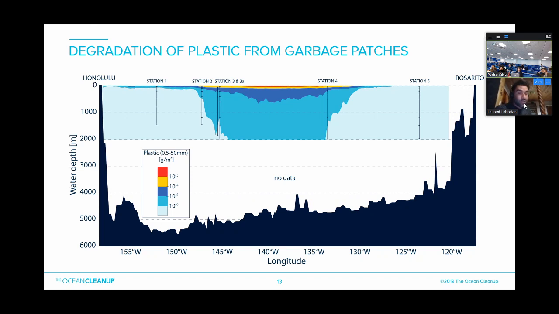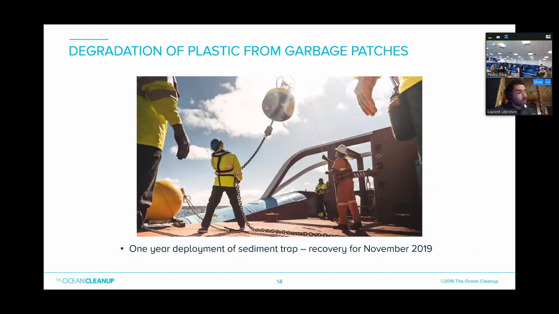We wanted to measure this flux, and we actually deployed a sediment trap last year, right under the garbage patch. We went to pick it up 2 weeks ago. Unfortunately, the instrument failed and could not pick up the sediment trap. So I'm really glad about this, but that's the reality of oceanographic expeditions and experiments at sea.